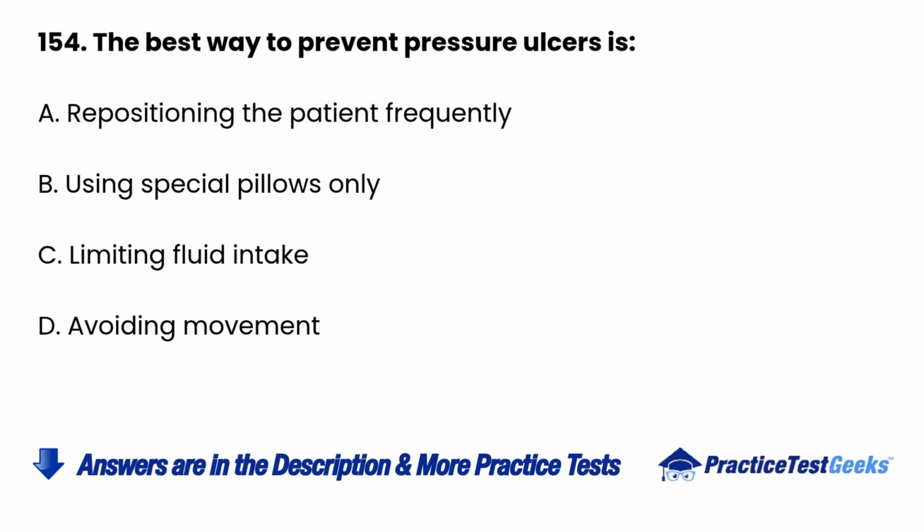154. The best way to prevent pressure ulcers is A. Repositioning the patient frequently. B. Using special pillows only. C. Limiting fluid intake. D. Avoiding movement.